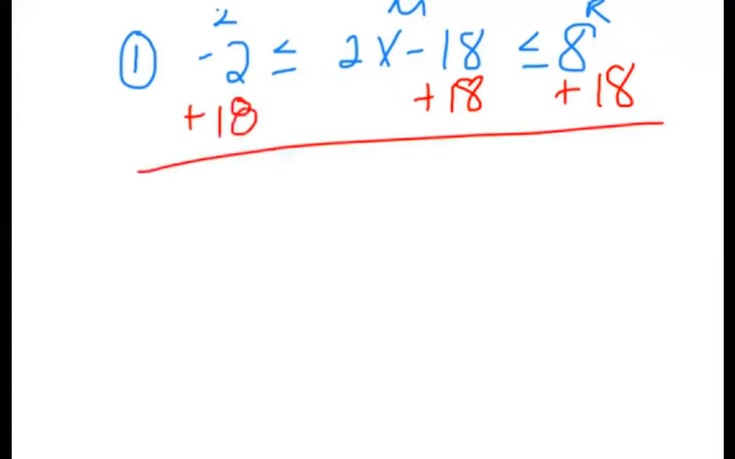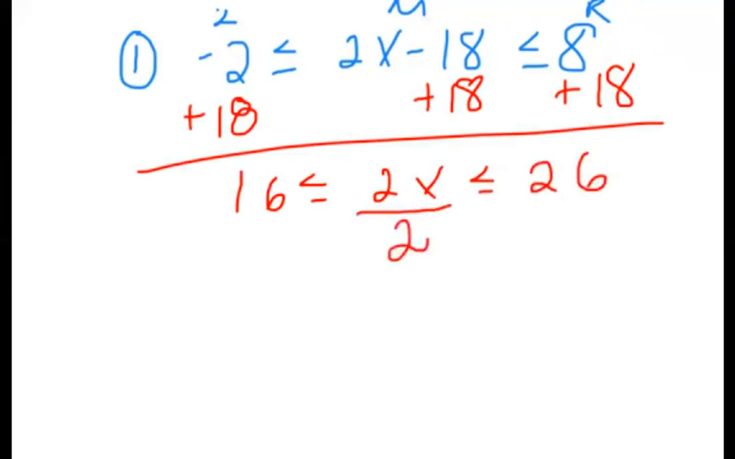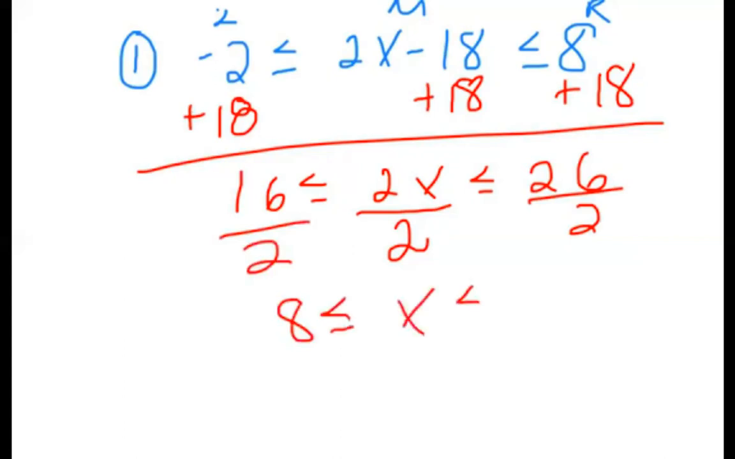So this simplifies to -2 plus 18 is 16, less than or equal to 2x, less than or equal to 26. Divide everything by 2. And there you go, guys.